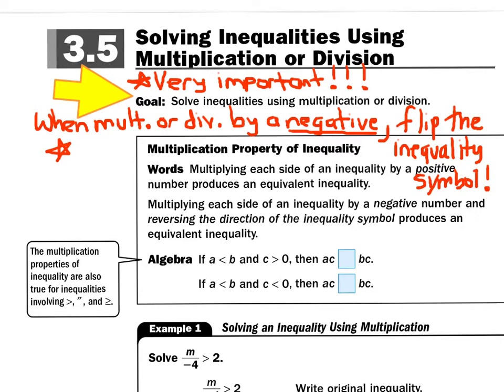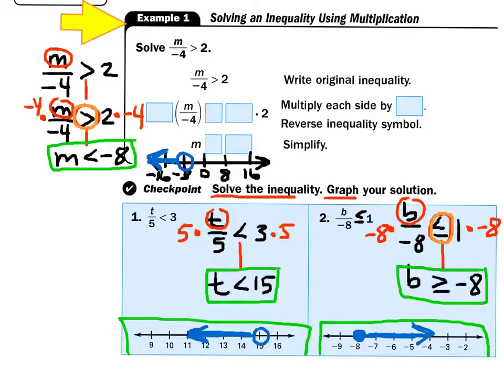If you imagine an equal sign, and if I lifted it off the paper and flipped it over, it would still be an equal sign. But if you imagine an is less than symbol, if I lifted it off the paper and flipped it over, it would become is greater than. And that's what the negative has the power to do. It has the power to lift that symbol off the paper and flip it around because it means the opposite of. Okay, so take a look at example 1, solving an inequality using multiplication.